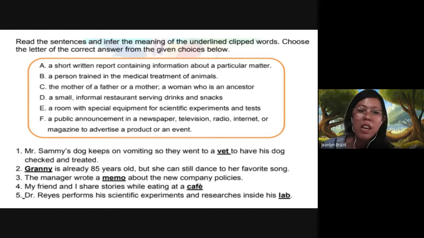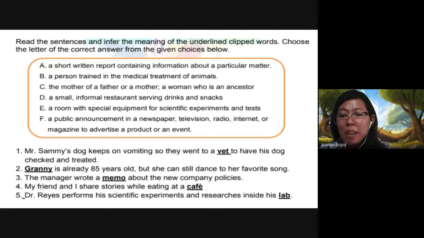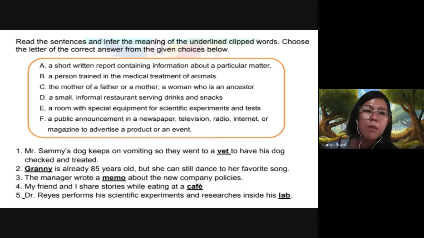What do we mean by infer? You have to guess the meaning of the underlined clipped word. So a while ago, we just identified the clipped words and their original form. Now we are going to infer the meaning of such words. So you have to choose the letter of the correct answer from the given choices below. So basahin natin. So habang nagsasagot kayo, papabasa ko na muna yung mga options. So who wants to read letter A?